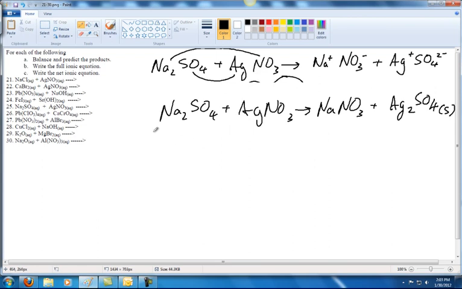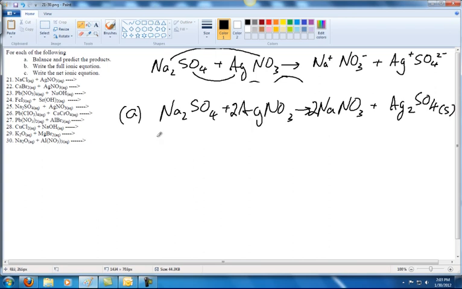Okay, so now that's part A. Actually, we still got to balance this out. We've got two Nas here and one Na here, so I'll put a 2 in front of here to balance that. And that means I need to put a 2 in front of here to balance that. That could be two silvers, and I've got two silvers over here. So now that's balanced. So that's part A done.